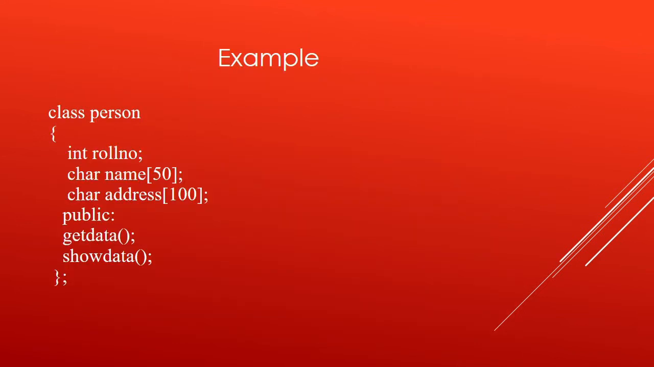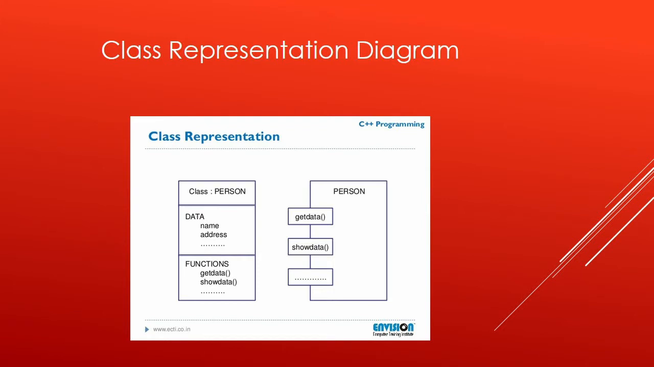A simple example for defining the class. class person. Here person is the class name. The curly brace is opened. int rollno, char name, char address. Here the roll number, name and address are data members. And public: public is the access specifier. And getdata and showdata are member functions. Then close the curly braces, and it must be terminated by a semicolon. The diagrammatic representation for the class example.